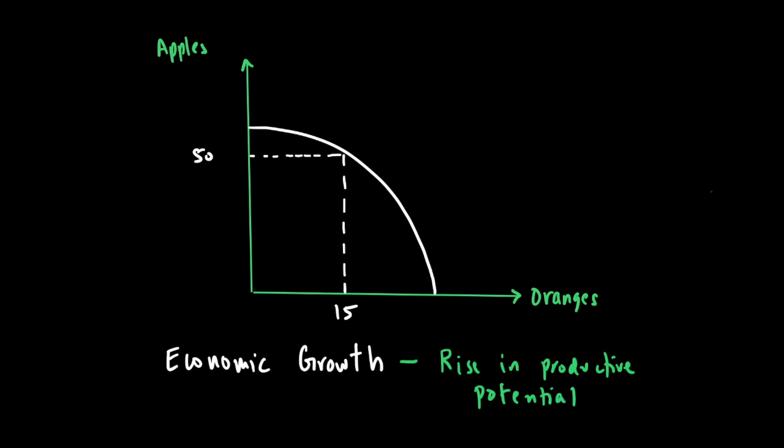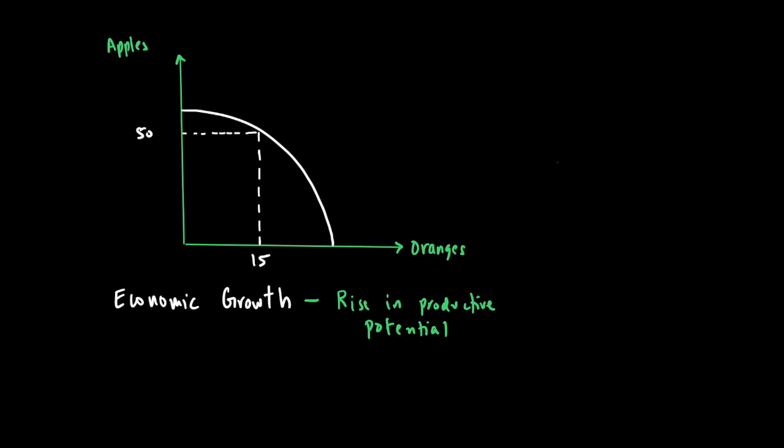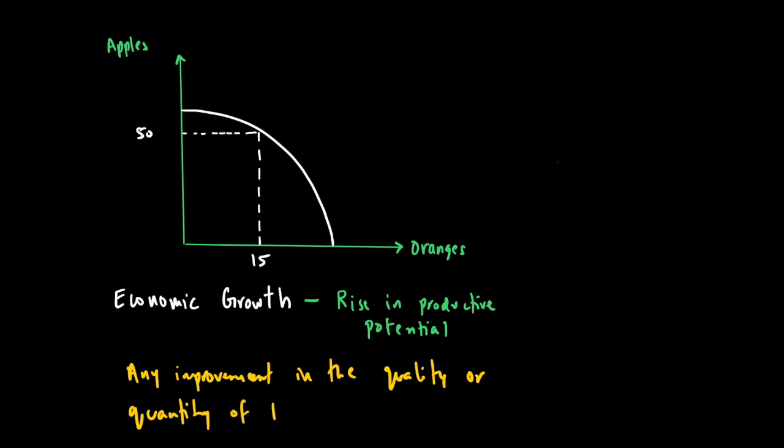And why will productive potential go up? And the answer is this, that if there is any sort of improvement in the quality or your quantity of factors of production. So any improvement in the quality or quantity of factors of production will lead to this economic growth. Which means that if your inputs become better or you have more of inputs, then suddenly you can produce more.